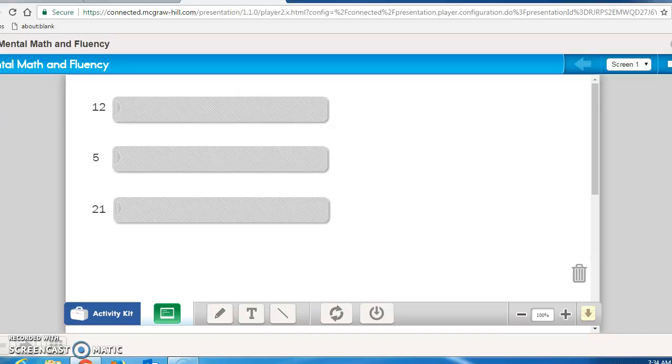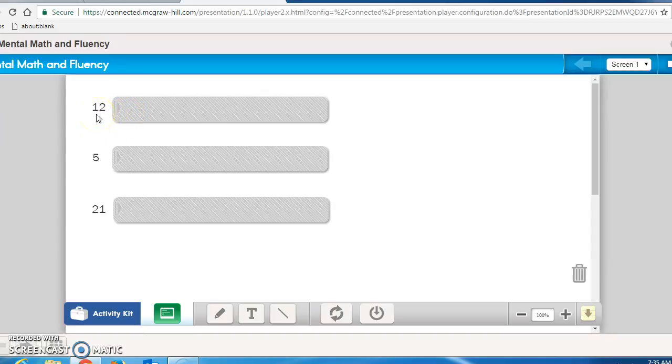Let's start with mental math and fluency first. Name all of the factor pairs for numbers such as these you see displayed on the screen. 12. What are the factor pairs? Remember, factor pairs means there's two of them. So what two numbers do you use to multiply to get 12?